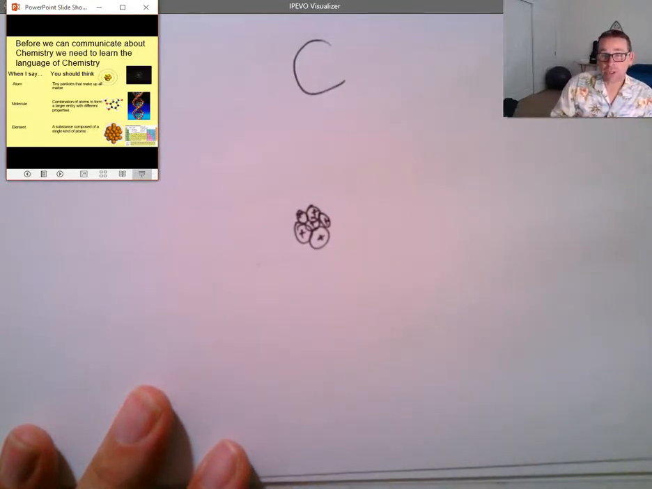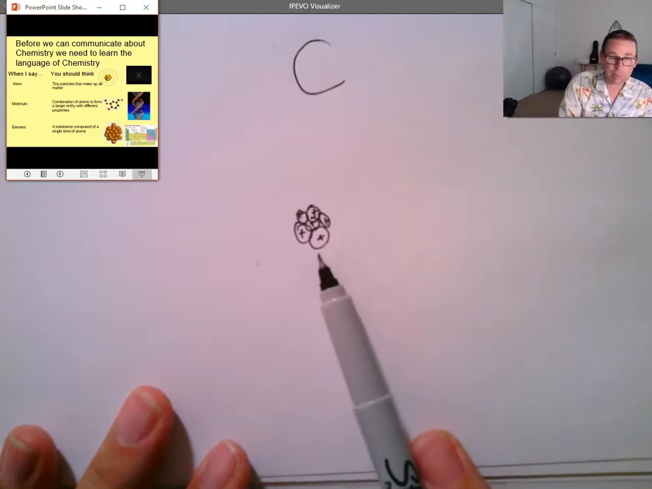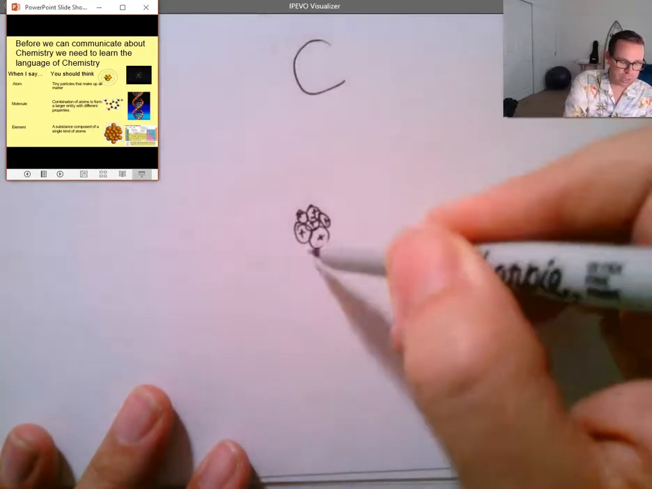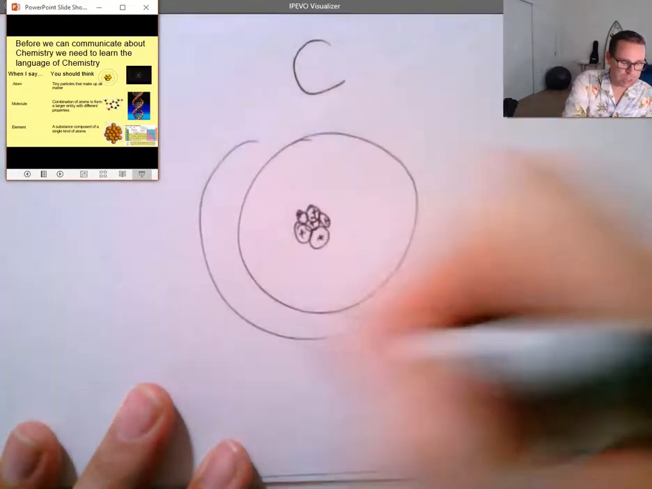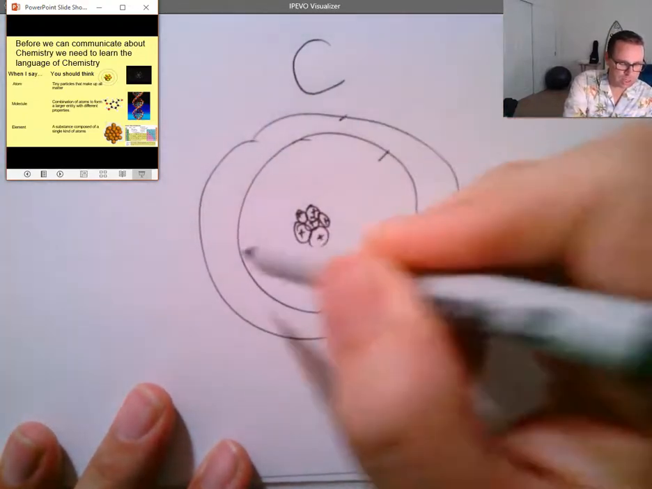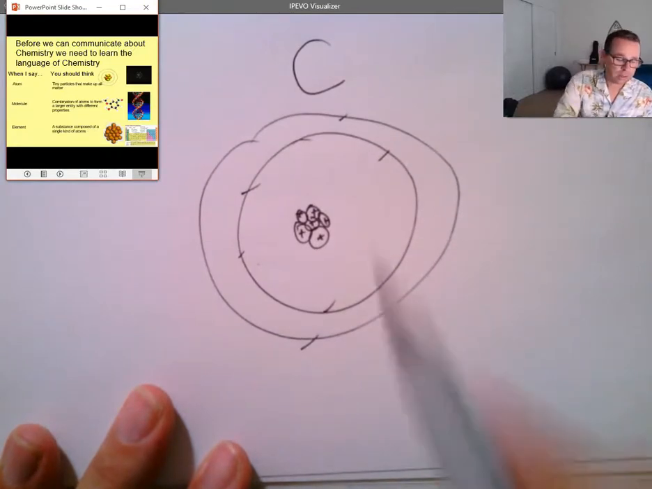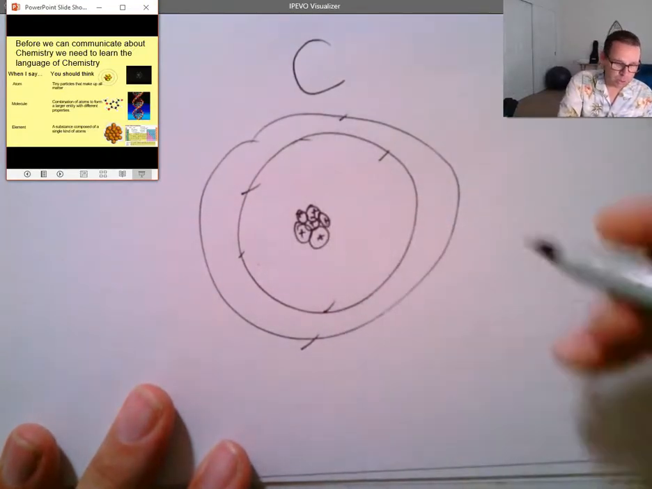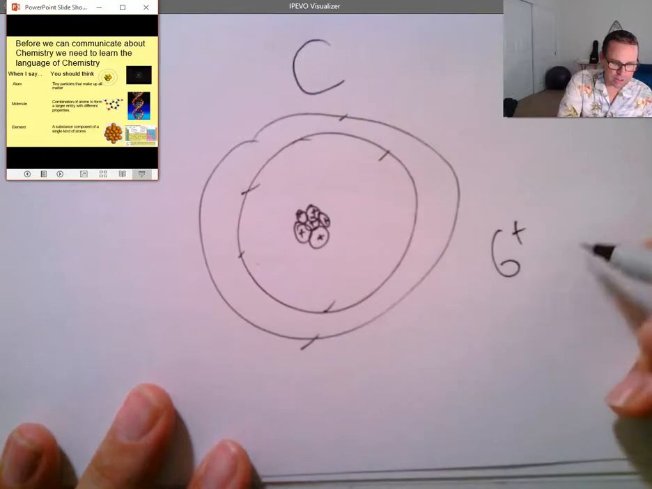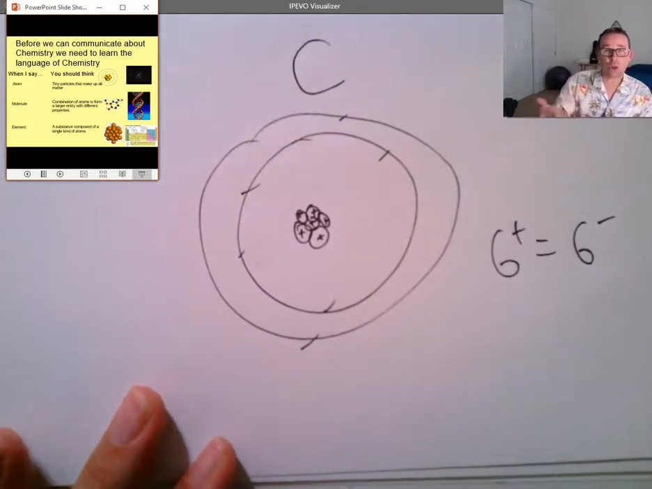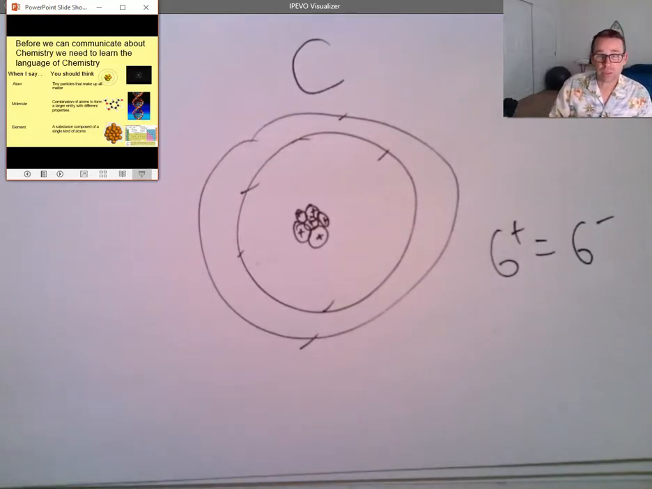If the atom is neutrally charged, that means that the same number of positive charges as negative charges. So it's not just 6 protons, but also 6 electrons, and we can draw those as little minus signs, 3, 4, 5, 6. All right? Because it's the same number of protons, 6 positive charges, as electrons, 6 negative charges, then they're equal to each other. There's no charge on this species.